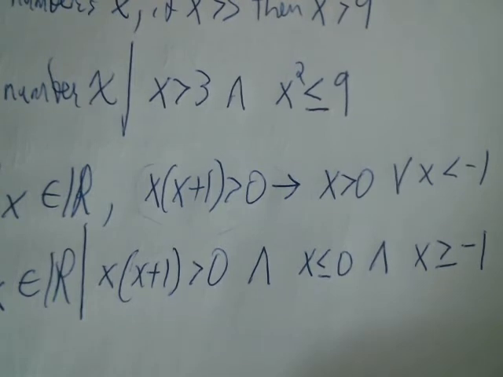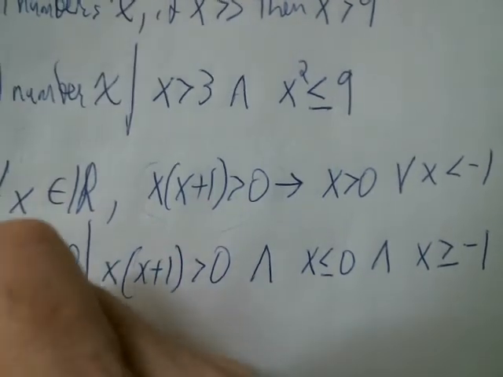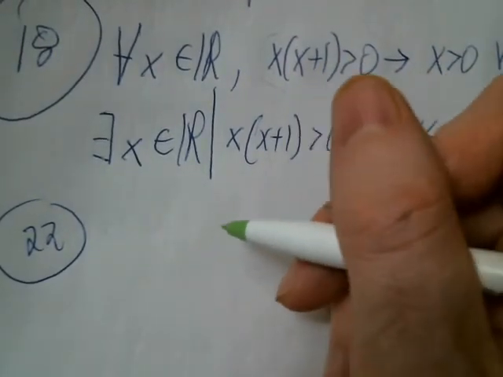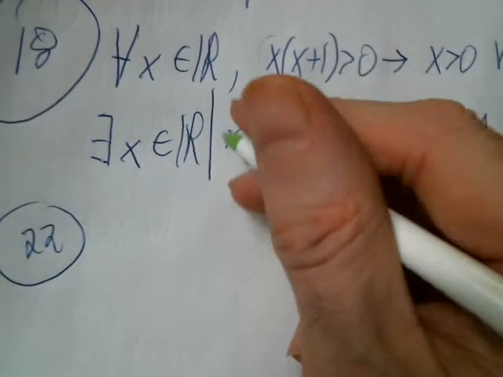Number 22: if the square of an integer is odd, then the integer is odd.